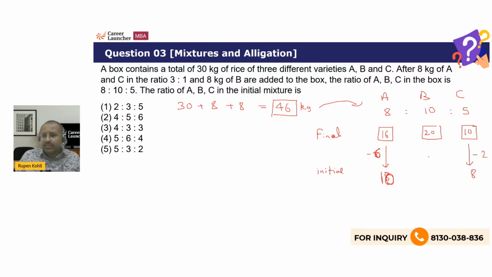And 8 kg of B, so just remove 8 kg from here. So 20 minus 8, 12. So those are the initial values. So therefore, 10 is to 12 is to 8, or 5 is to 6 is to 4. There is your answer.